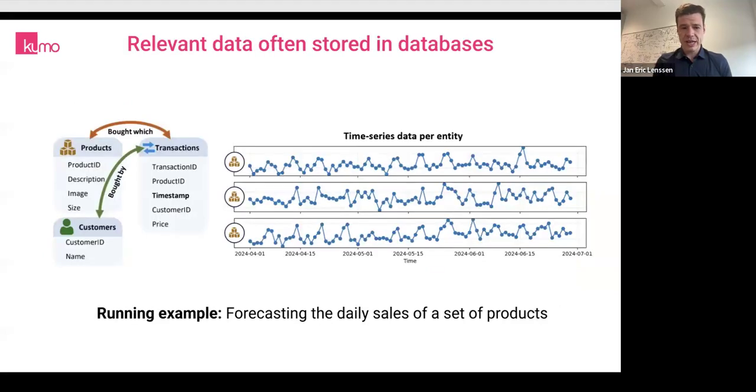Oftentimes, you actually have the data for time series forecasting tasks given in relational databases, though. For example, here we see a database that has three tables: a table for products, a table for transactions, and a table for customers. And just from this database, you can already extract a time series forecasting task, for example, forecasting the daily sales of a set of products that you have in your database. This will be the running example we are going to look at in this talk because I think it's quite intuitive and easy to understand.